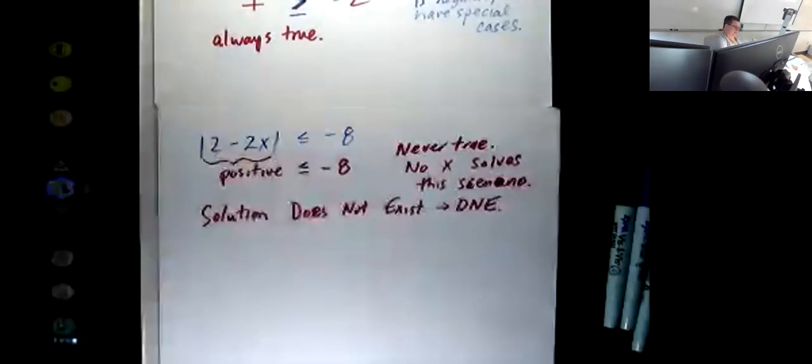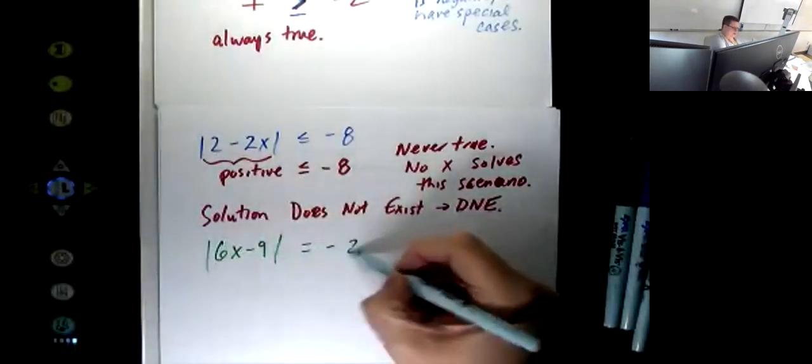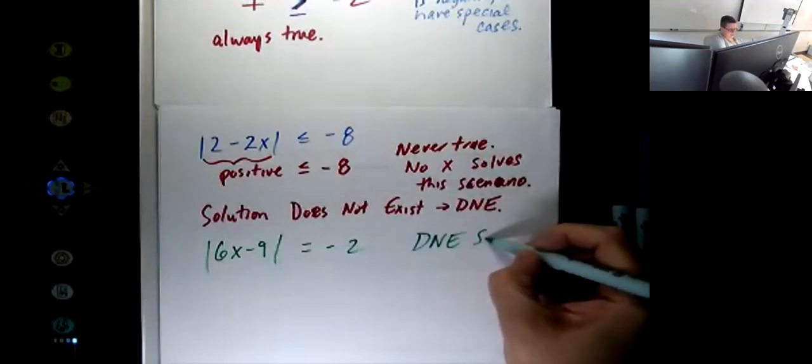And now if we just had the absolute value of 6x minus 9, and we said it equals -2. This is again a does not exist, DNE, solution.